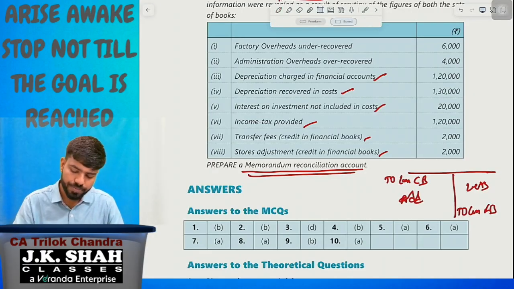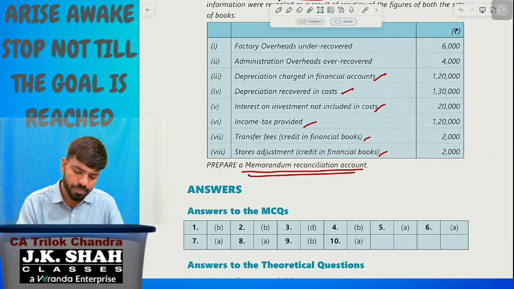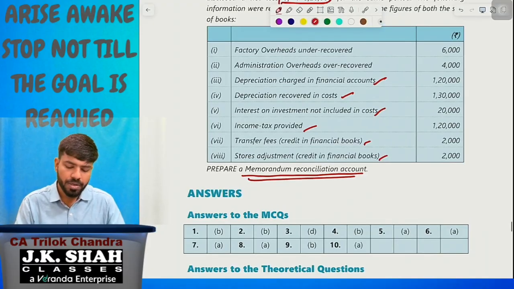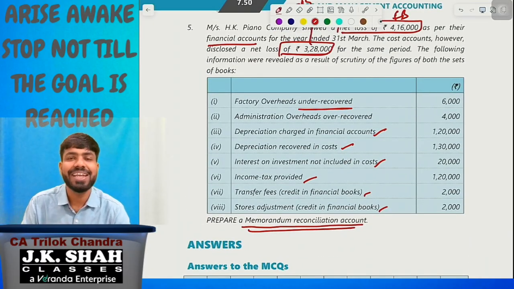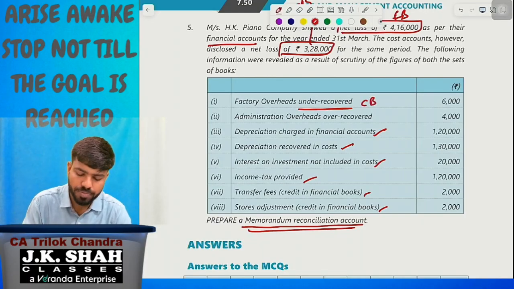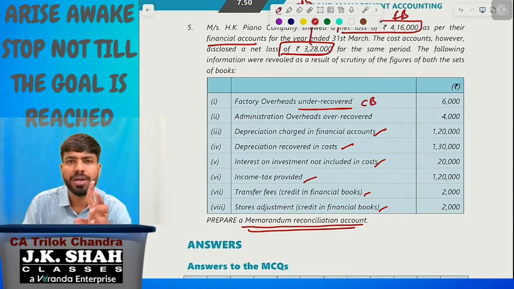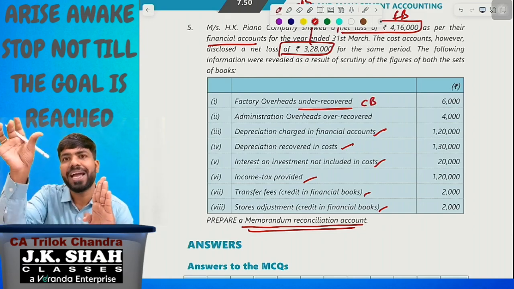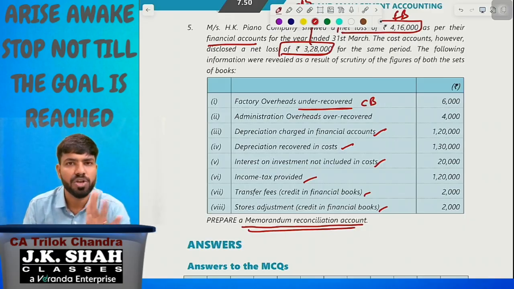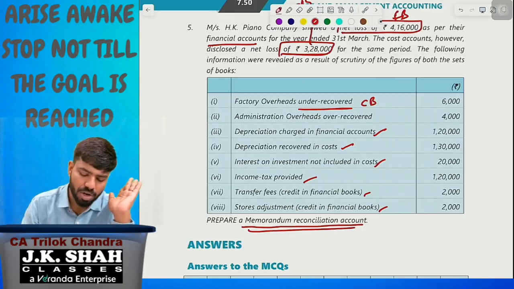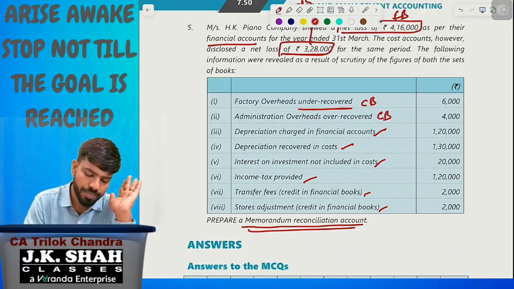Okay. Now look at the question. Factory overheads under accounted or under recovered, in which books? Cost books. I already told you. Under or over happens only in cost books. Financial books will always account the actuals. In financial books, will always account the actual expenses. This under or over happens only in the cost books. Okay, under recovered in cost books. Next, administration overhead over recovered in cost books.